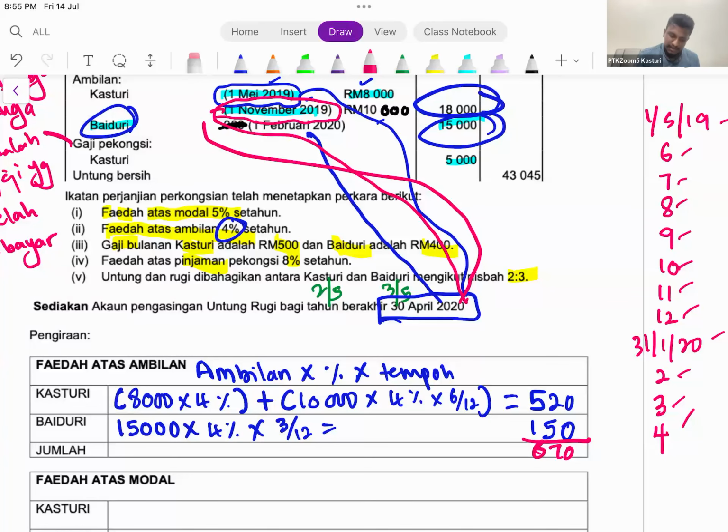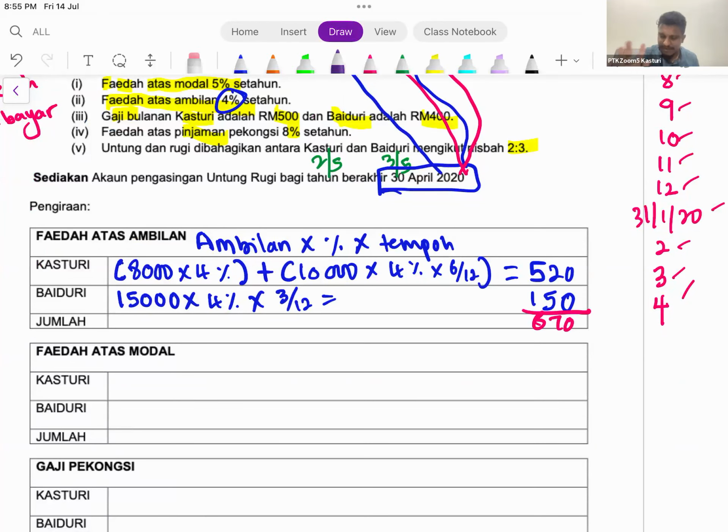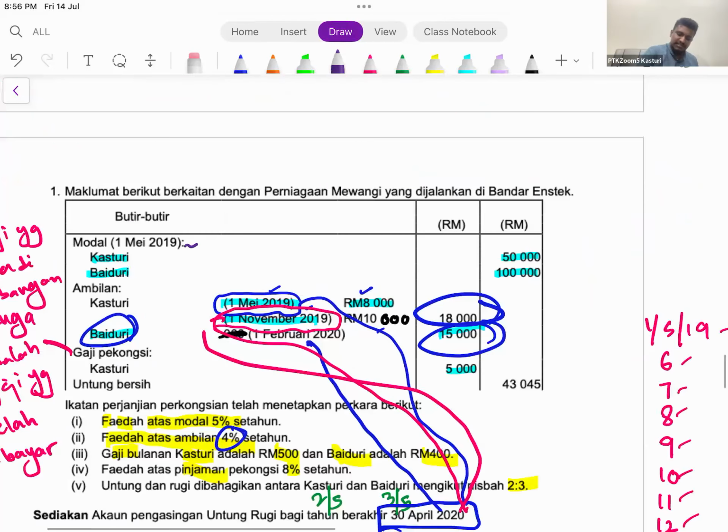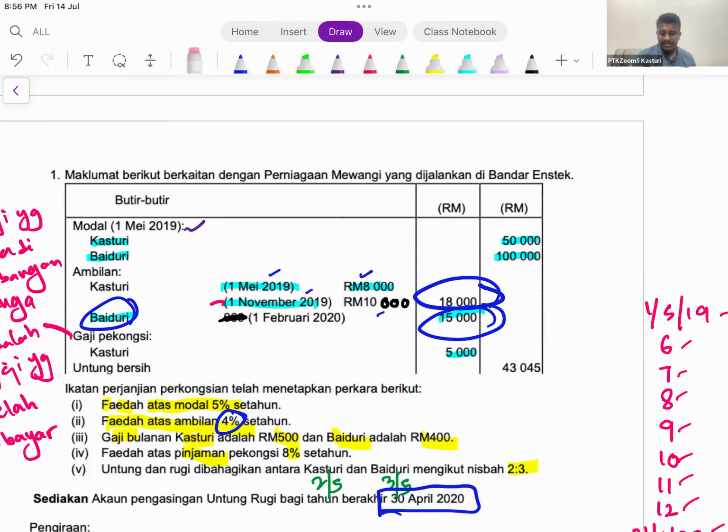Can? Okay, similarly, faedah atas modal. Formula dia lebih kurang sama sahaja, iaitu modal times with the percentage times with the tempo. But I think for this question, modal dia bila? 1st May 2019. 1st May to 30th April, 1 year. 1 year means there's no tempo lah. For modal, tak ada tempo lah.